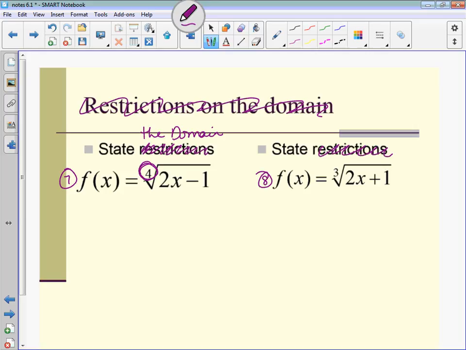Because what can we not take the square root or the 4th root of? Anything like that. Negative numbers, right? Can we take the square root of 0? Yes, you can. I'm not trying to trick you. Just making sure, yes, you can take the square root of 0.